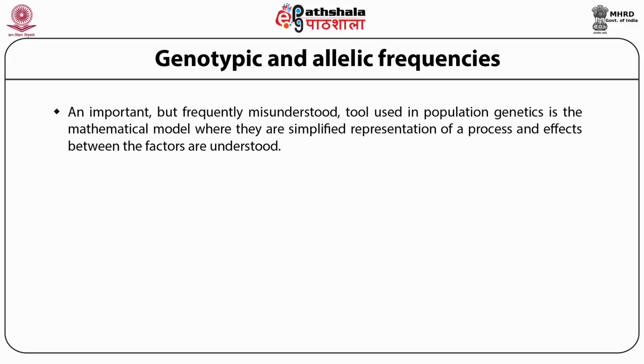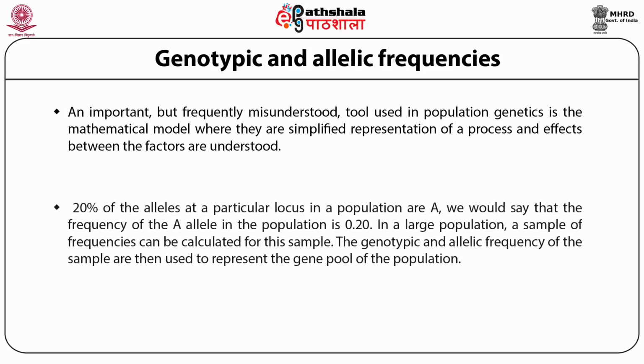How to calculate genotype frequencies? A frequency is defined as a proportion or a percentage, usually expressed as a decimal fraction. For example, if 20% of the alleles at a particular locus in a population are A, we would say that the frequency of the A allele in the population is 0.2. In a large population, a sample of frequencies can be calculated. The genotypic and allelic frequencies of the sample are then used to represent the gene pool of the population.